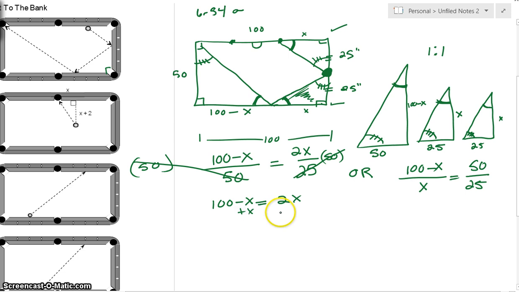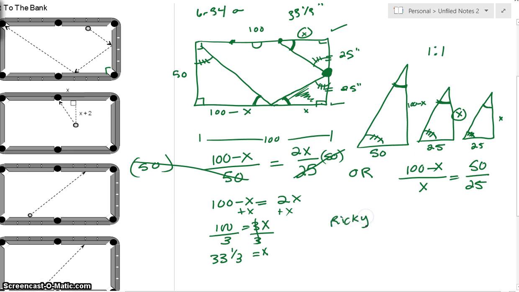Add x to both sides. 100 equals 3x. So the algebra becomes pretty simple once we do the analysis. x equals 33 and 1/3. That's this value here or this value here. So Ricky's going to place his ball 33 and 1/3 inches from the top right pocket along the top rail. And then an inverse trig ratio will get us the angle.